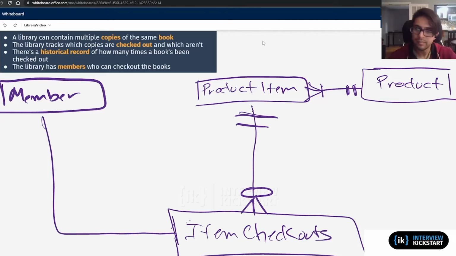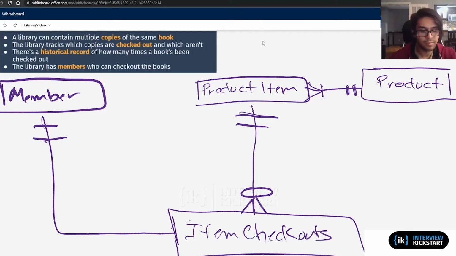Now what can we say? A checkout is always going to have a member. If something's been checked out, it's a member who did it. So a checkout will always have one, and that's going to be the lower and upper bound. You're not going to have multiple members in one record in the item checkouts table. It's only related to one member, because if multiple people check the same item out, that's going to be two different records in item checkouts. So we're good there.